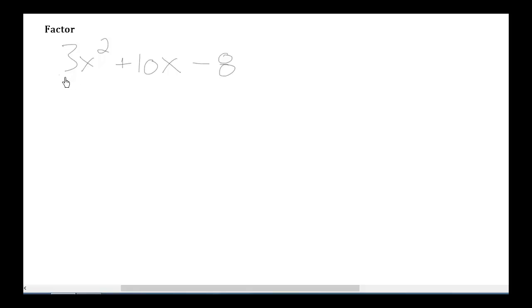So I multiply the leading coefficient and the constant term together with the sign attached. So 3 times a minus 8 gives me a minus 24. And now I'm looking for two numbers that multiply to minus 24 and add to positive 10. Since they're multiplying to something negative, I know one's got to be negative and one's got to be positive. And now I'm going to look at combinations of 24. What do we have? We have 1 and 24.